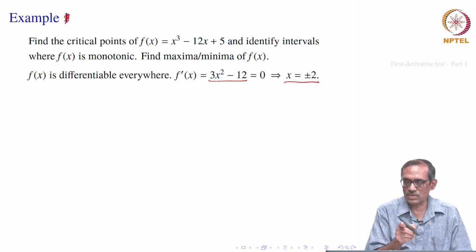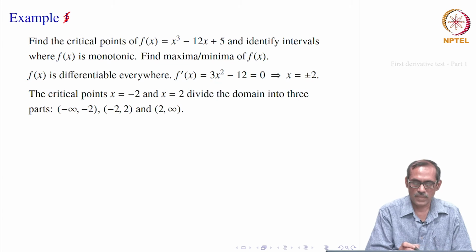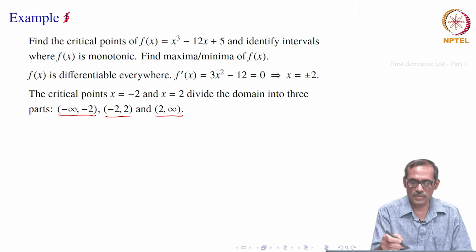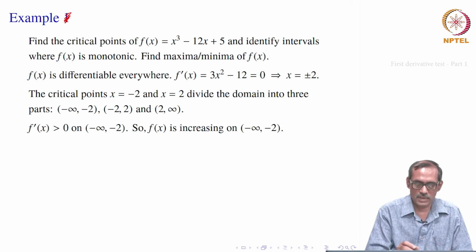Now, that divides the whole of R into 3 sub intervals, right. One is minus infinity to minus 2, another is minus 2 to 2, another is 2 to infinity. So, we are going to find out whether f prime has the same sign over all these intervals. If that is so, then f will be either decreasing or increasing on those intervals, leaving these 2 critical points, of course.